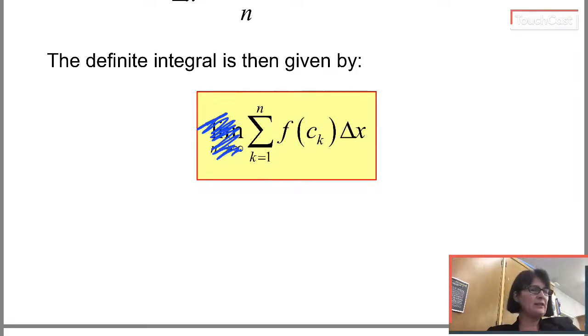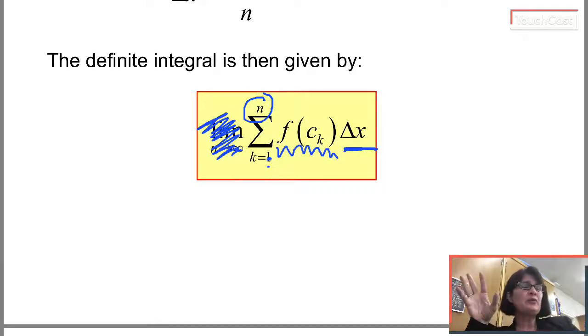If n is the number of rectangles you want to use, you're going to count through from the first rectangle to the second, the third, the fourth, the fifth, all the way up to the nth rectangle. And for every rectangle, you're going to multiply the width of the rectangle by, this is just a fancy way to say, pick some height for that rectangle. It doesn't matter if you pick c so that it's the left corner, or the right corner, or the midpoint, or even a random point.